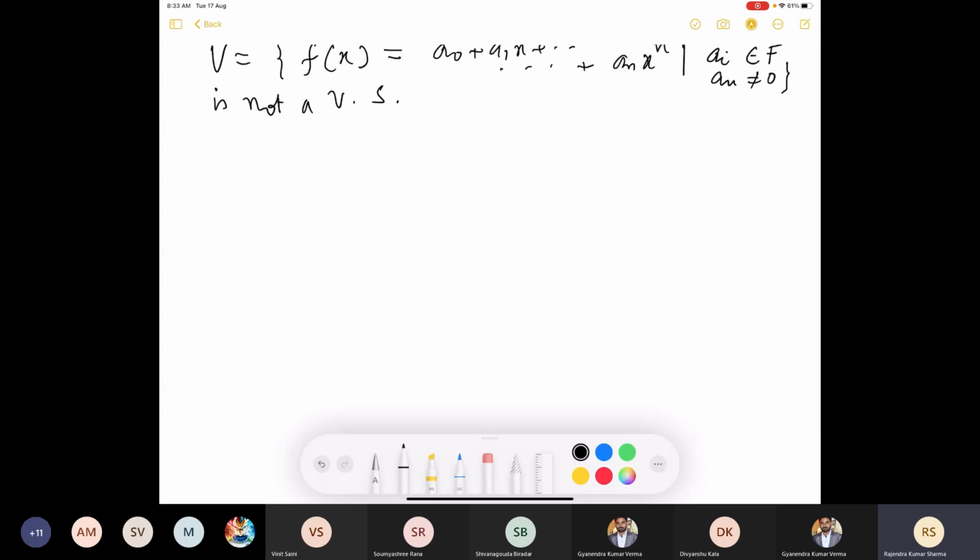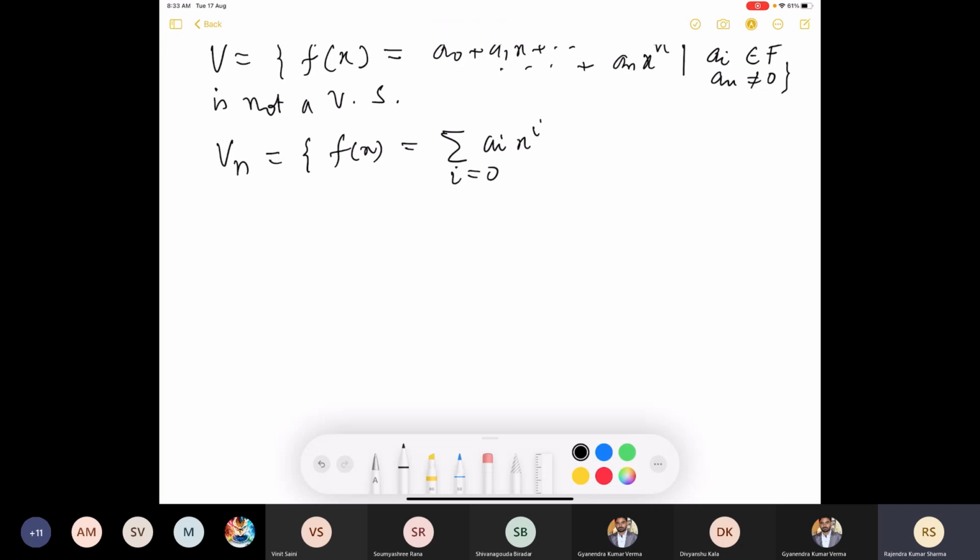Because if you take f(x) and g(x) to be the same polynomial and you take the difference, then this is the zero polynomial. So the set of all polynomials of degree exactly equal to n do not form a vector space. However, if you do not restrict this, then let us take this, say V_n, all polynomials here.